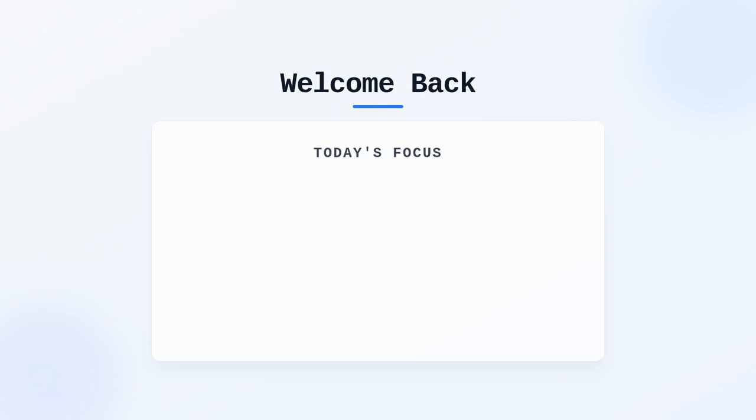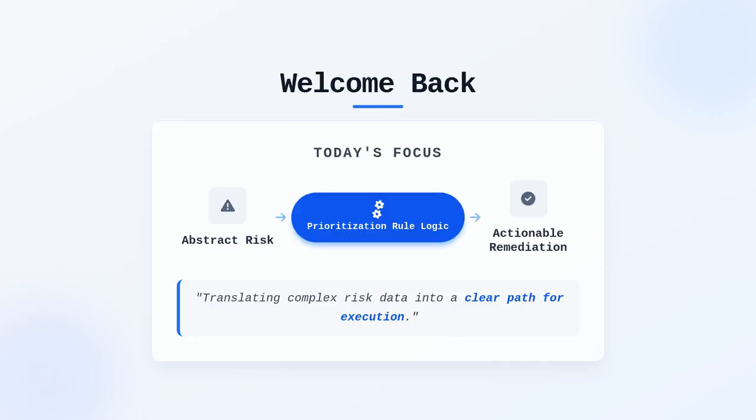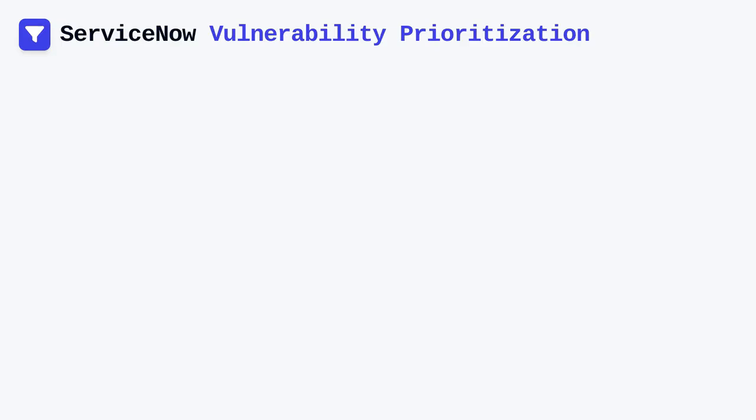Welcome back. Today we examine the mechanics of prioritization rule logic, an essential component for translating abstract risk into actionable remediation. In the ServiceNow Vulnerability Response module, prioritization rules function as the primary engine for determining which vulnerabilities demand immediate attention over others. When we construct these rules, we are essentially defining a business-aligned filter that interprets raw vulnerability data through the lens of institutional risk appetite.